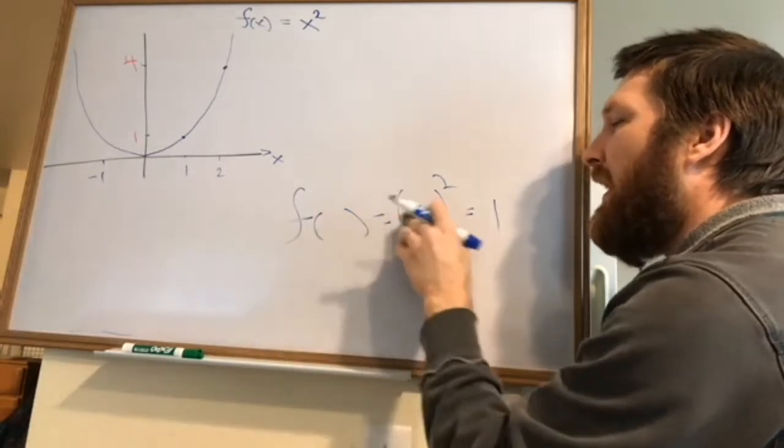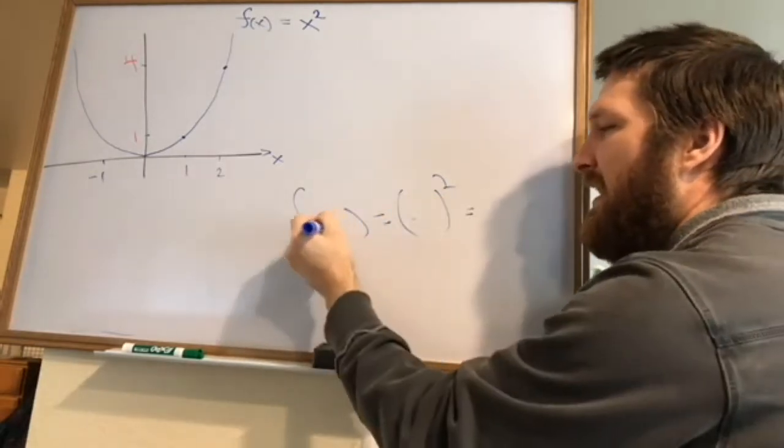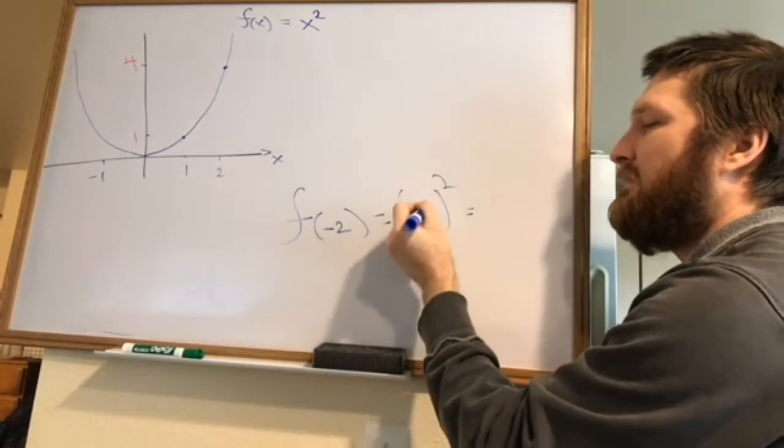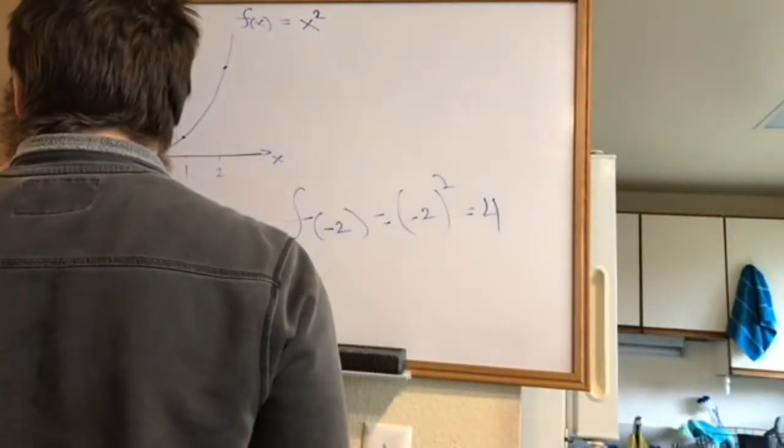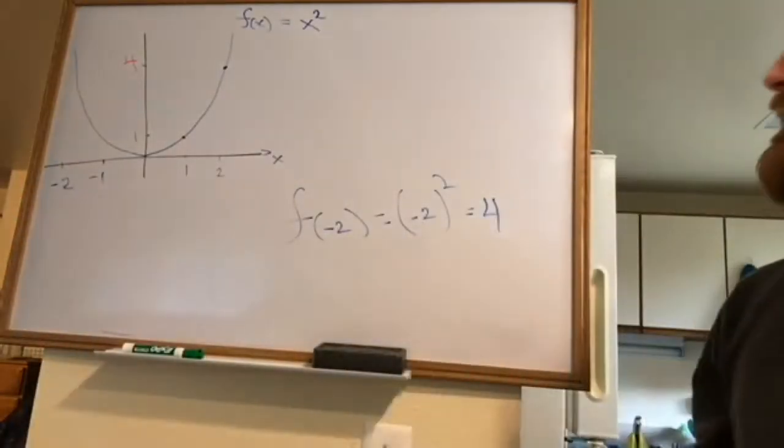What about when I plug in a -2? What do I get? A 4. A +4, right? So I plug in my -2 and I get out a +4.